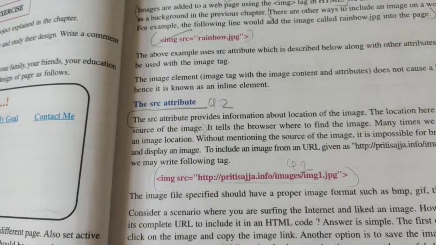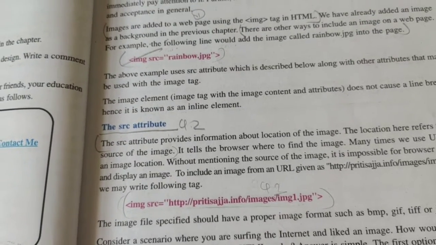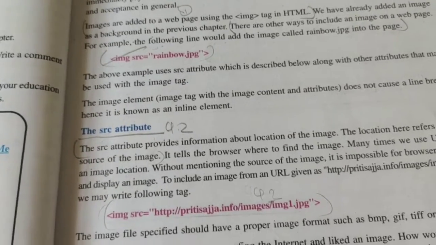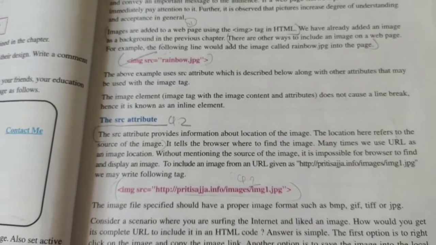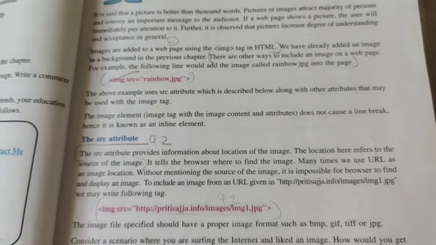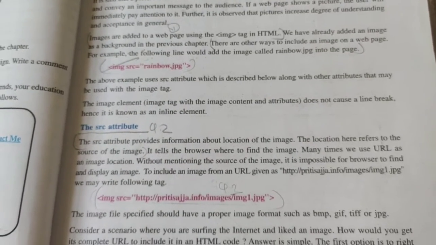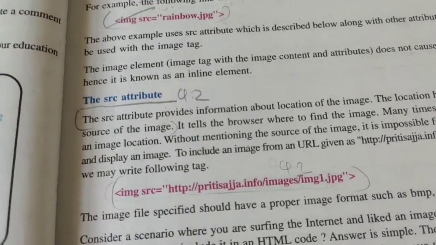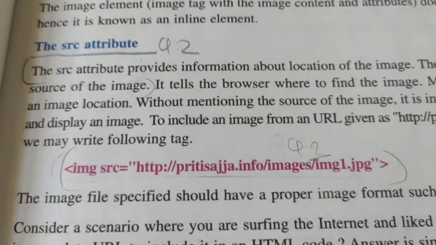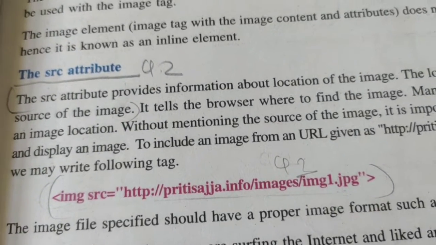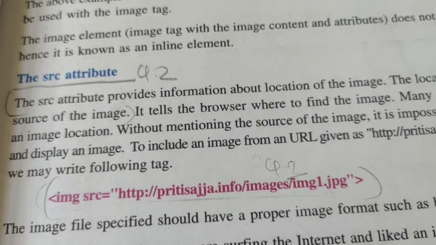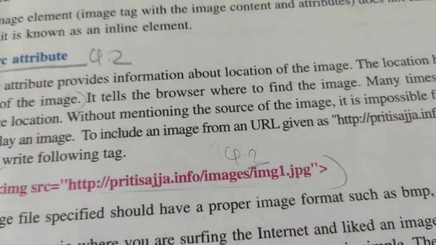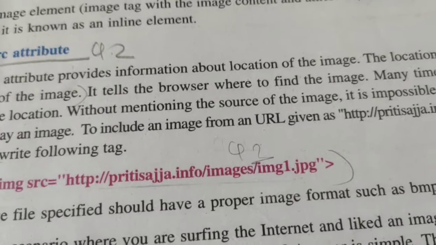The src attribute provides information about the location of the image. I said this first: that is the location of your image, where it is located, in which file, in which folder. The location here refers to the source of the image, to tell the browser where to find the image. Yes, the browser doesn't know where your image is, so you write the link properly. img src is equal to http, that is the hyperlink, where your image is, in which folder, in which image file it is presented.